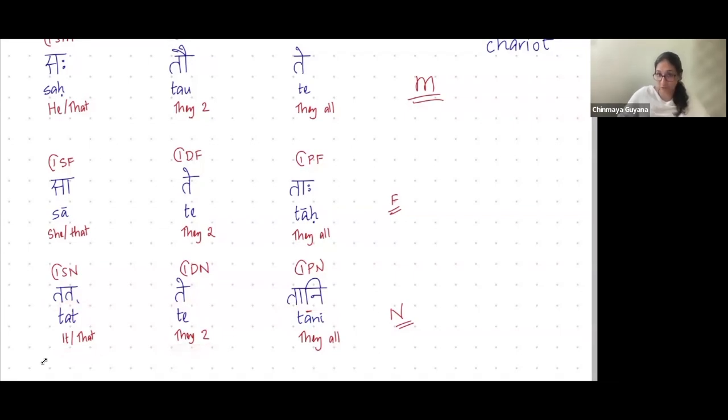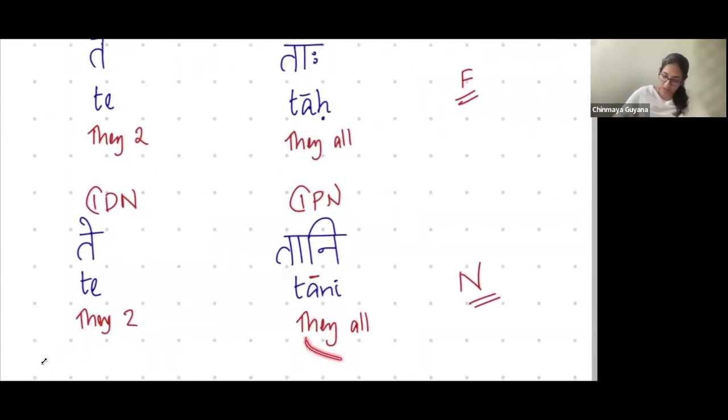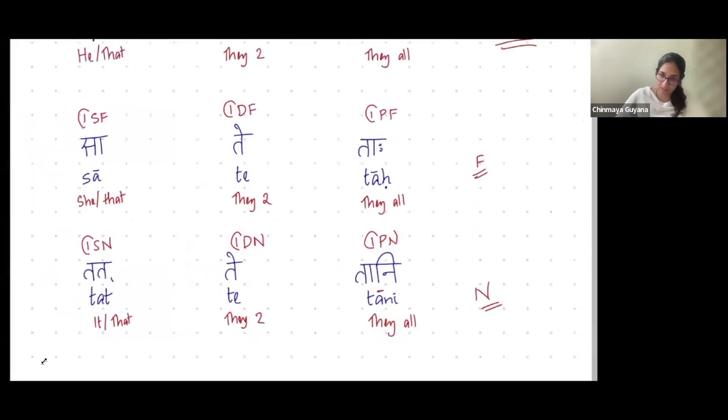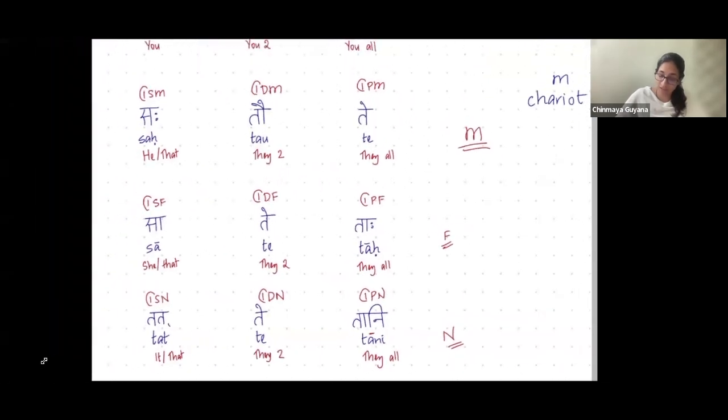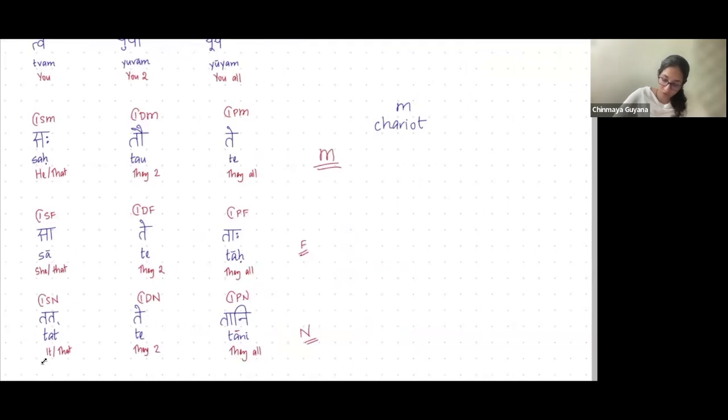Te is those, they two. And tani is they all. Please, in the English yesterday, I had written tani without the long a, so you can fix it in your books. Tani, not tani, tani. Okay, tat, te, tani. So these are our pronouns for first case, singular, dual, plural, masculine, feminine, neuter. For I, you, he, she, it.